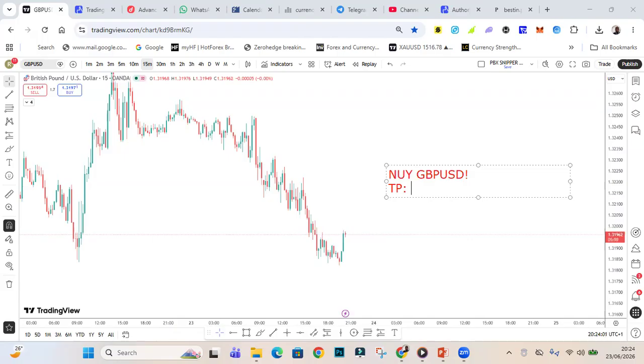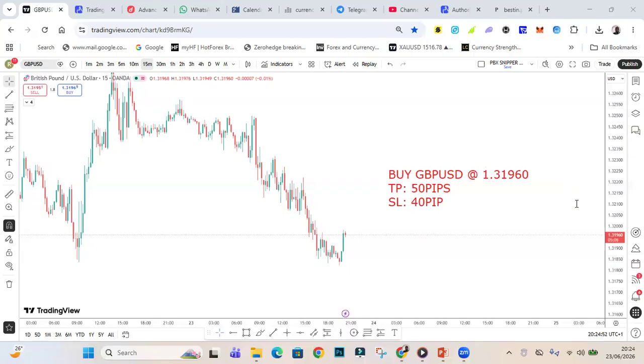TP is 50 pips. SL is 40 pips. Now let me put the buy at the current market price, which is 1.31960. And this is a buy.